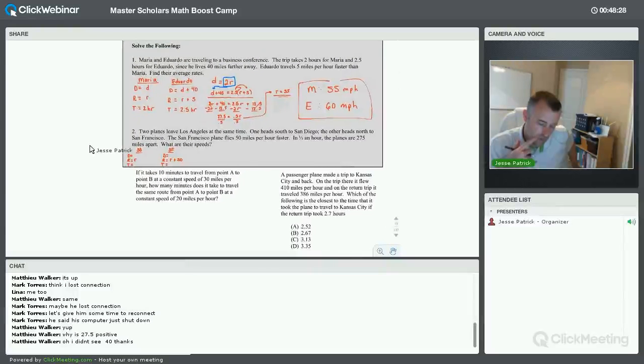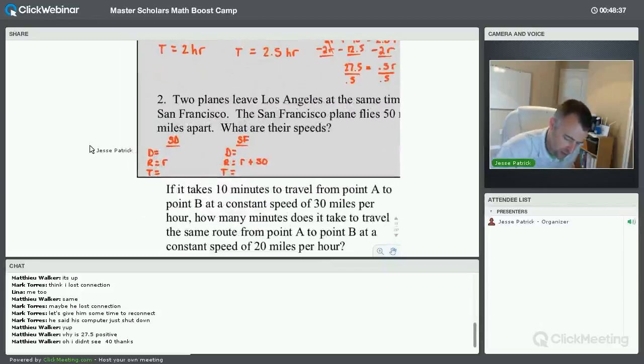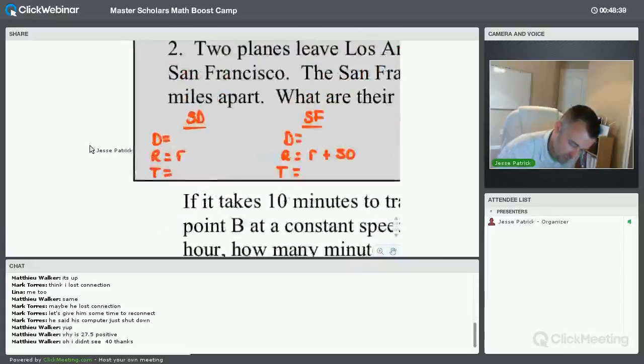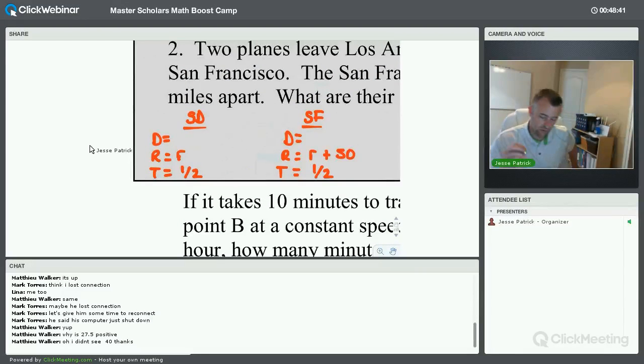In half an hour, the planes are 275 miles apart. So in half an hour, our time is going to be 1/2 for both of these. I have to use 1/2 because my rate is miles per hour. I figured you would do that anyway, but you have to use the same type of unit.